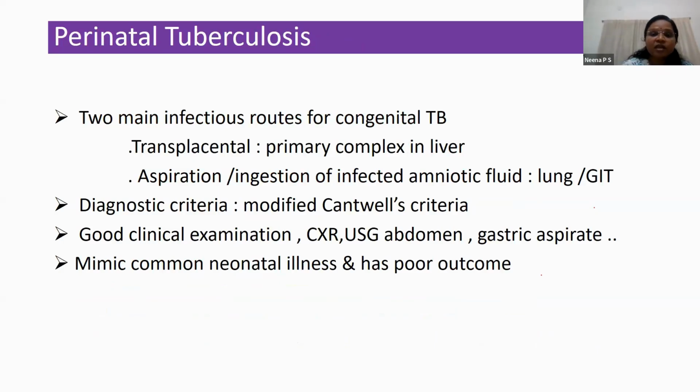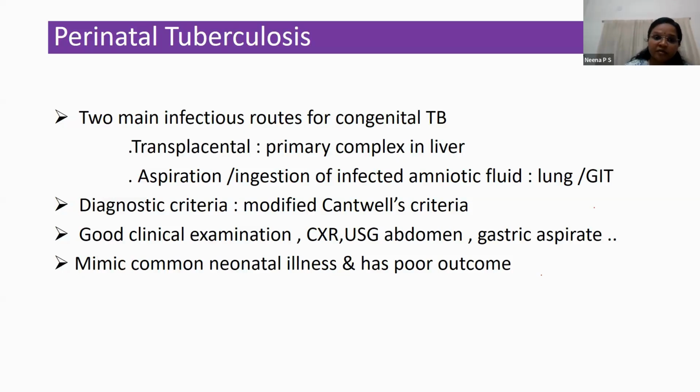You have the transplacental route, in which case the primary complex will be in the liver. If it is an aspiration of amniotic fluid, it will be in the lung, and if there's an ingestion of amniotic fluid, the primary complex will be in the GIT.